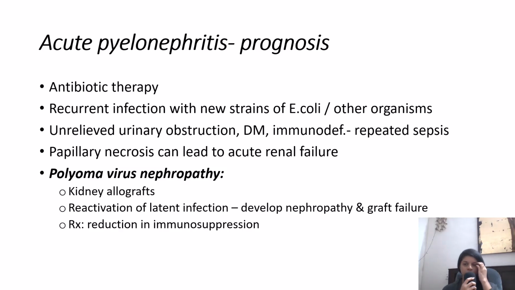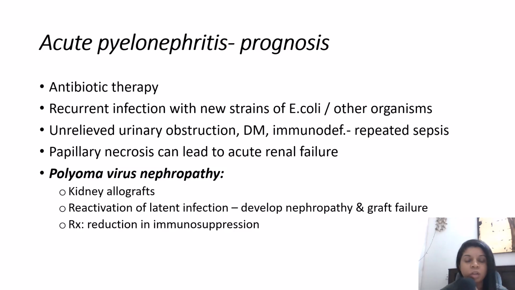One thing you also have to know is polyoma virus nephropathy. What is polyoma virus nephropathy? Polyoma virus is usually a less virulent virus. Normally in an immunocompetent patient it won't cause disease, but in kidney allografts it can. What is an allograft? An allograft is a transplant that you take from another person. Autograft means you take your own tissue, like using your own blood vessel for surgery. Syngraft is similar tissue. In the same way, allograft is from a different person.